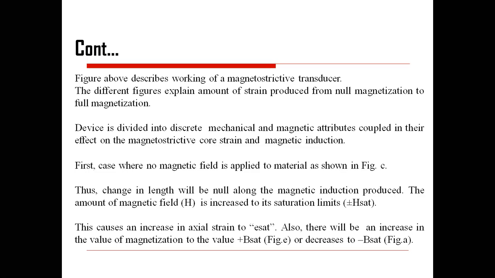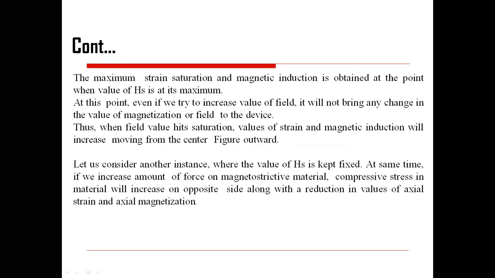So this will lead to an increase in the axial strain to the maximum saturation value. E_SAT is nothing but the maximum saturation value. So there will be an increase in the value of magnetization to the value of saturation. Okay, so figure E, or decrease to figure minus B. So left hand side or right hand side, that is A.